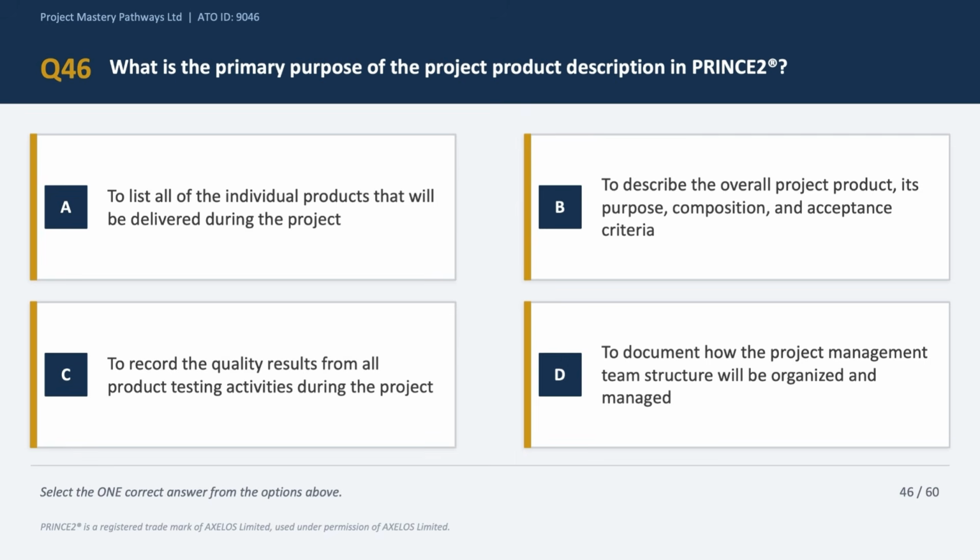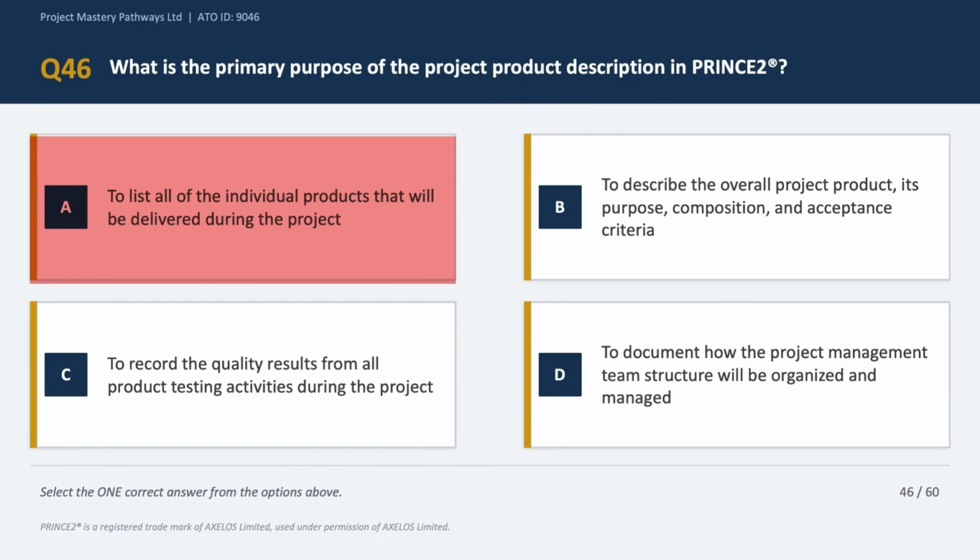Option A says to list all of the individual products that will be delivered. Now listing all products is done in the product register or the product breakdown structure, right? Not in the project product description. So option A is incorrect. Let's look at option C, which says to record quality results from testing. Now that is the purpose of the quality register. So option C is incorrect.